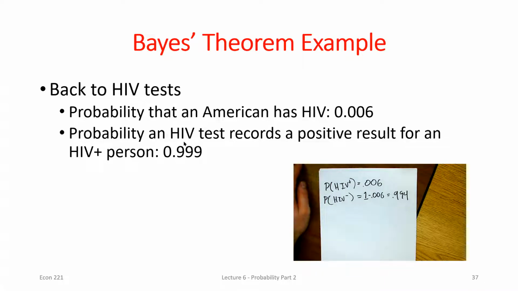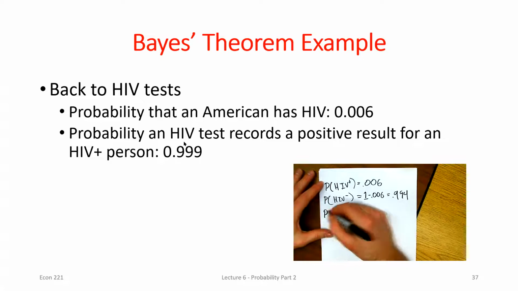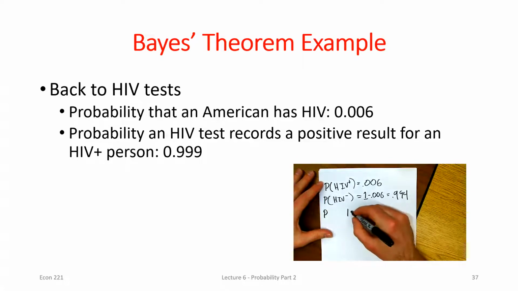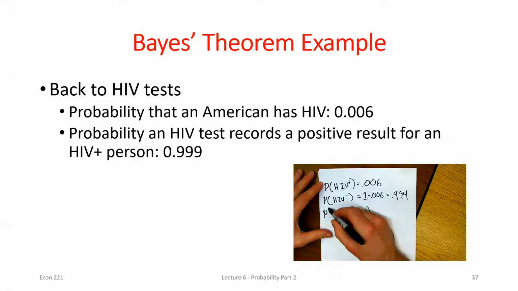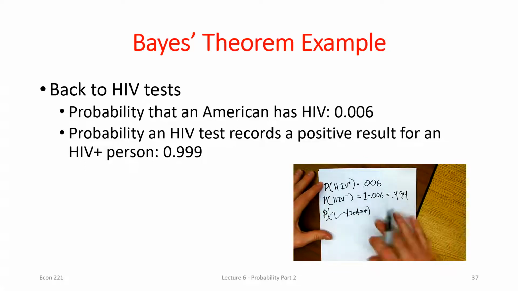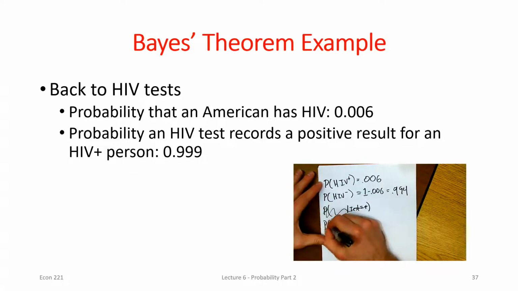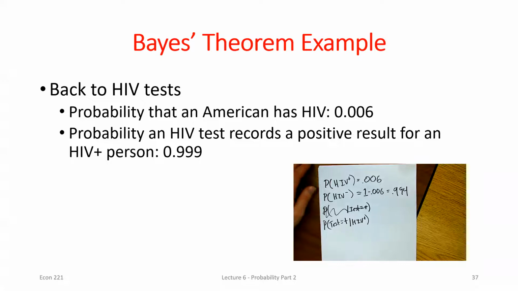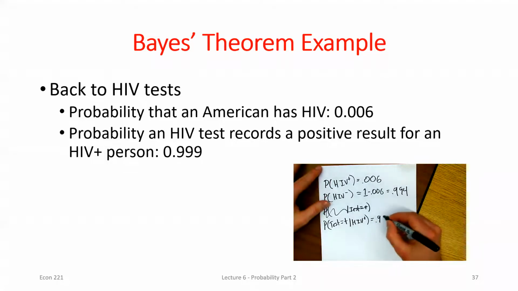The next piece of information I was given was the probability that, given that the test shows a positive result... Nope, I'm sorry, ignore that. Given that somebody is HIV positive, the probability we see a positive test result is 0.999. Okay.